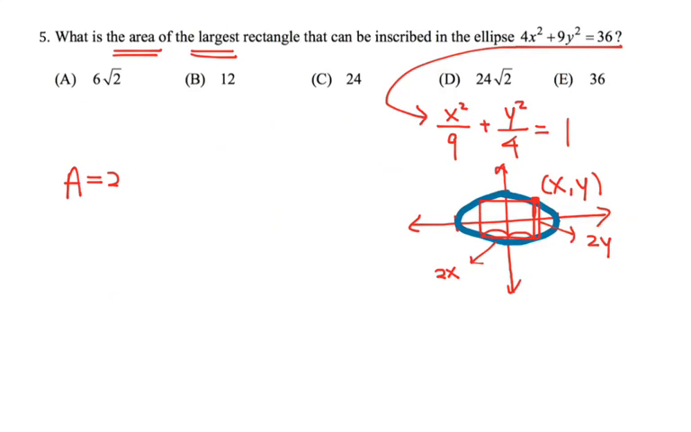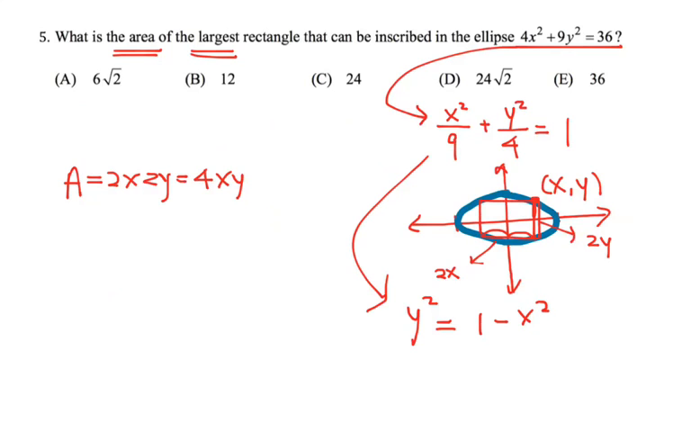Area is equal to 2x times 2y, which will be equal to 4xy. But we need to take the derivative and set it equal to 0. Now, let's try to express everything in terms of, let us say, y. How about that? Then y squared will be equal to 1 minus x squared over 9, but we have to multiply that by 4.